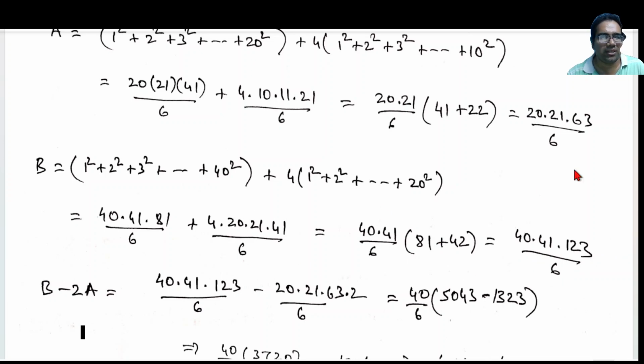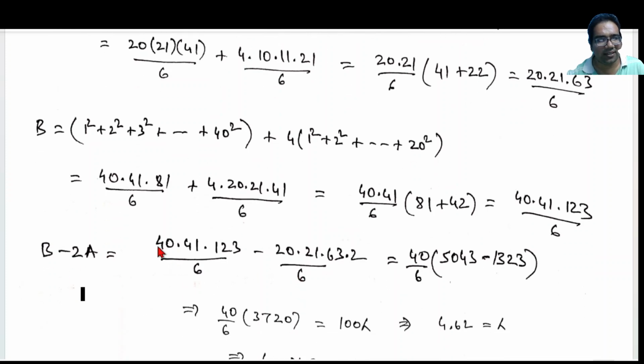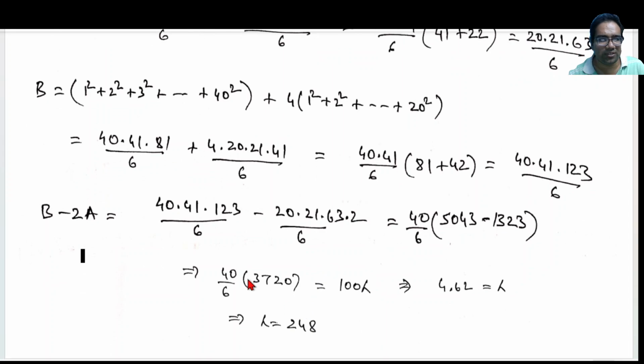What is B minus 2A? This minus this. That is 40 into 41 into 123 by 6 minus 20 into 21 into 63 into 2, because it is 2A, by 6. Let's take 40 by 6 common. Here also we have 40 by 6, since 2 into 20 is 40. Then 41 into 123 minus 21 into 63. 41 into 123 is 5043 and 21 into 63 is 1323. If you subtract this, we get 3720. So 40 by 6 into 3720.